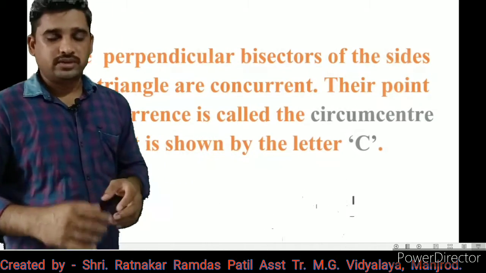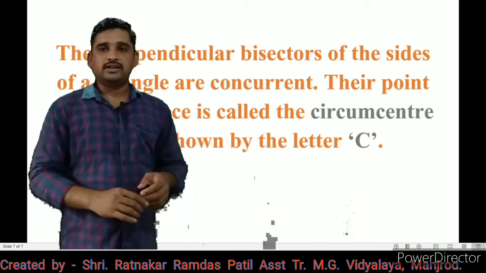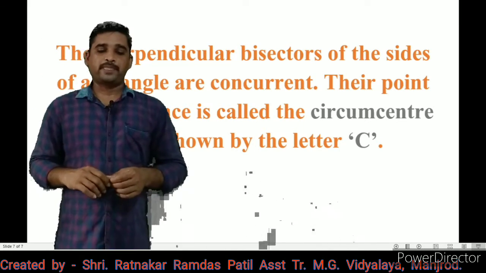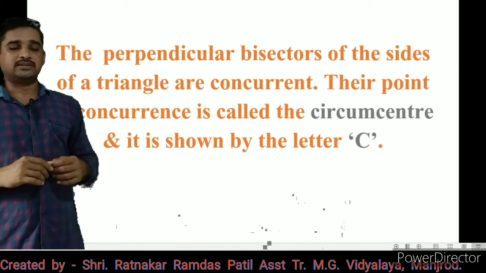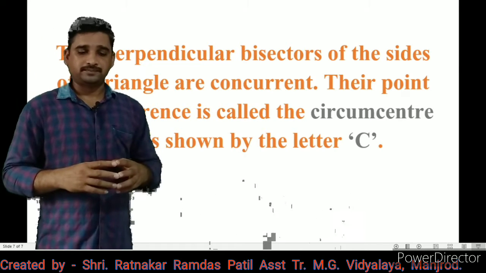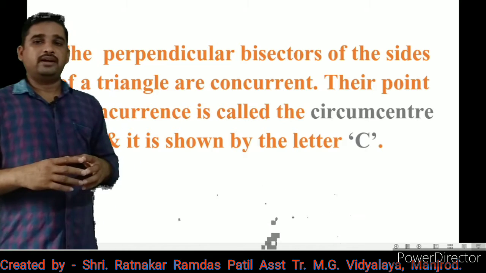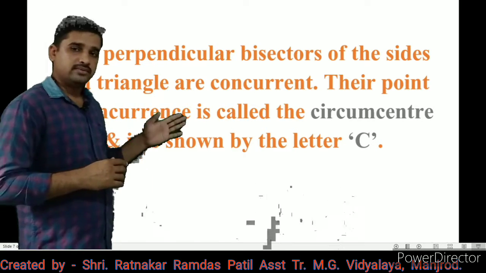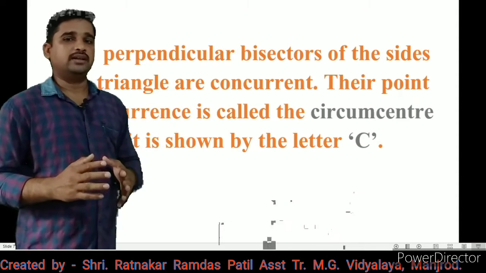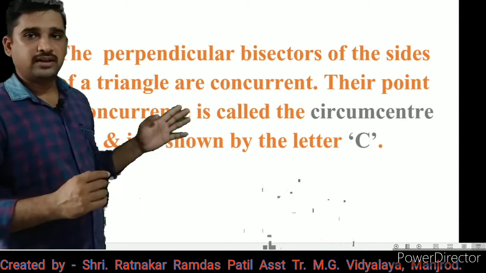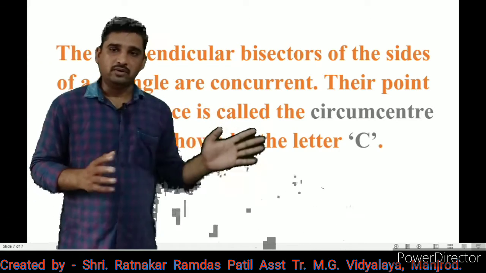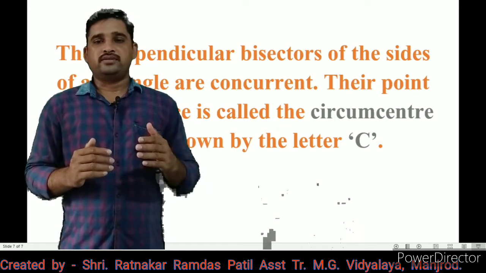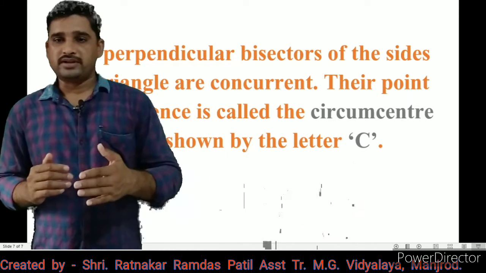In this way, students, we learn about the property that the perpendicular bisectors of the sides of a triangle are concurrent, and their point of concurrence is called the circumcenter, and it is denoted by the letter C.